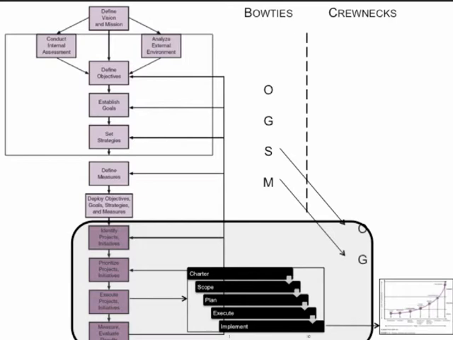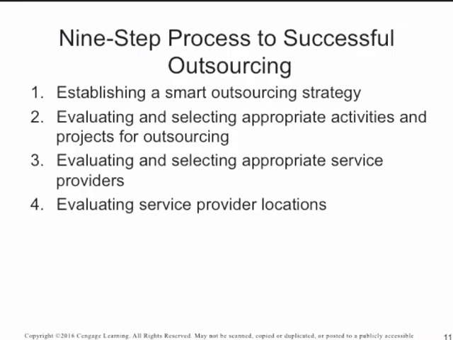So to read examples and stories of organizations who have successfully outsourced something, it takes a lot of management time and experience and thought and planning to make this work. So what's the 9-step process to successful outsourcing? 1, establish a smart strategy. You need to think through all the different pieces. You need to cover your bases.